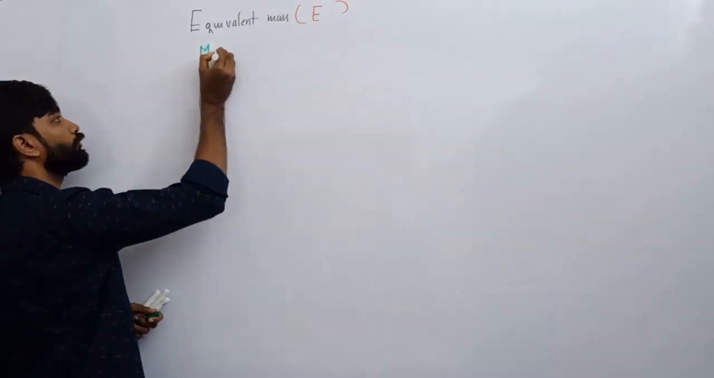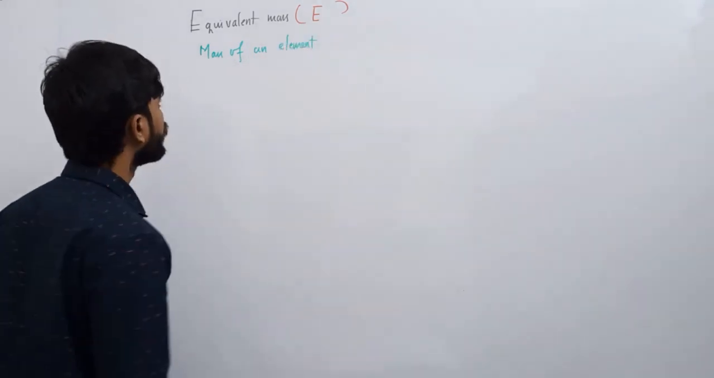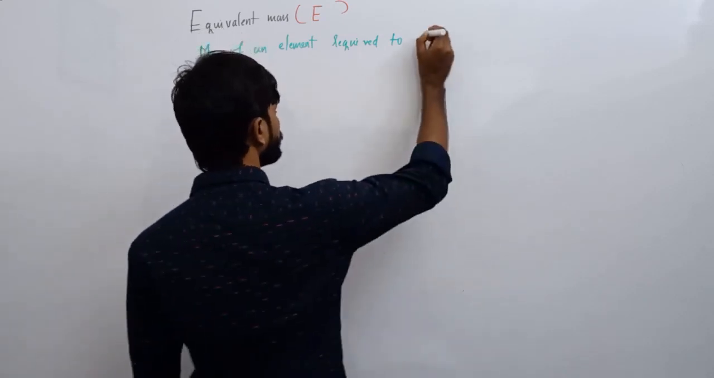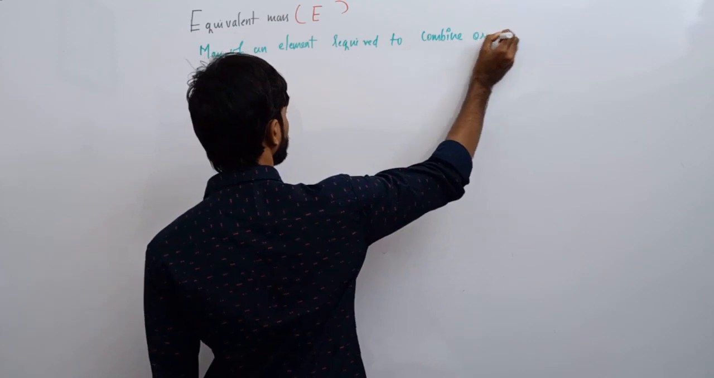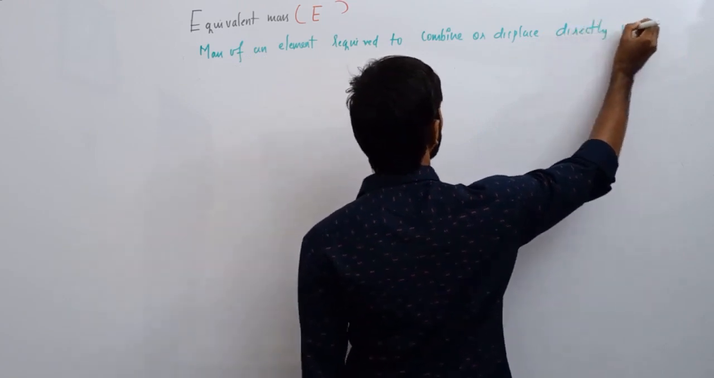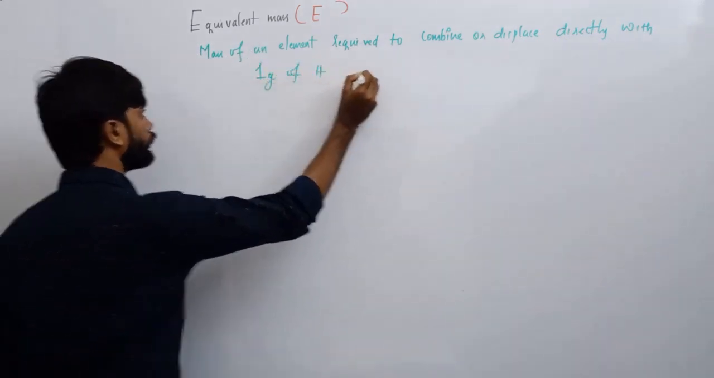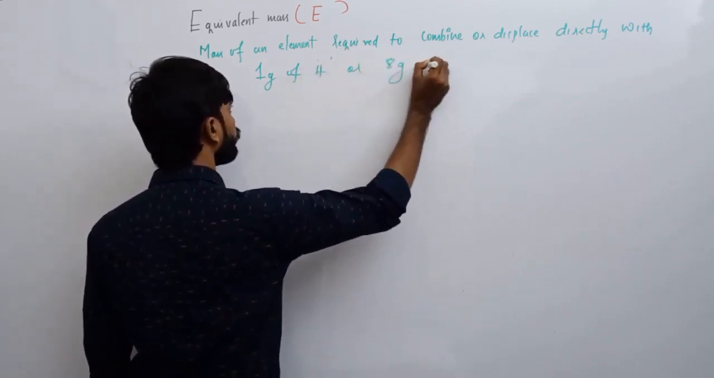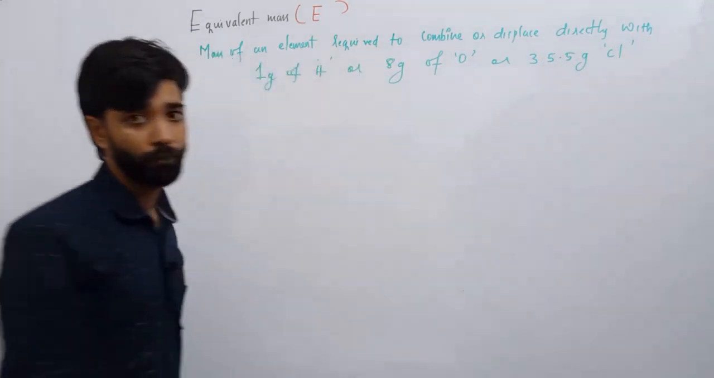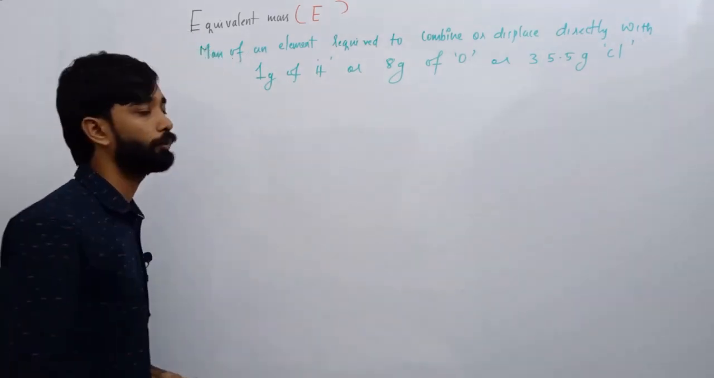So equivalent mass is the mass of an element required to combine or displace directly with 1 gram of hydrogen or 8 gram of oxygen or 35.5 gram of chlorine. And that is said to be equivalent mass.